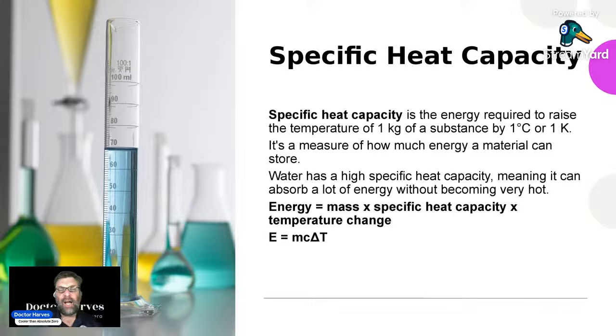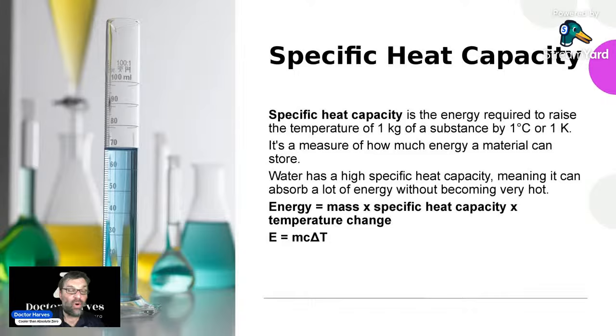It's possible for merit and excellence that you might be asked to rearrange it to find a temperature change or a specific heat capacity or a mass, based on an energy or the other variables. So again, rearranging equations is important for the standard, especially in the excellence and merit questions.